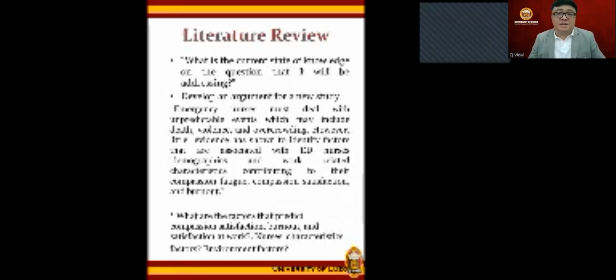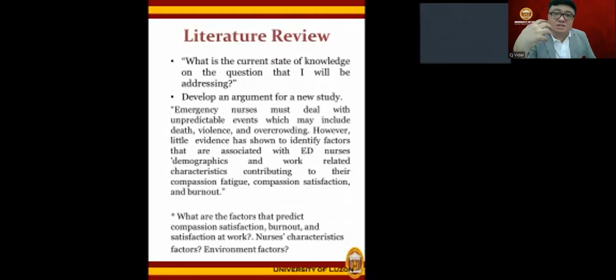Discussing further on literature review, it will bring us to our understanding of the current state of knowledge on the question that you will be addressing, and for the basis of developing an argument for a new study.